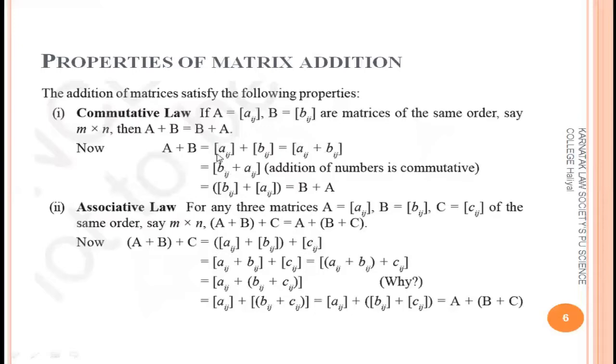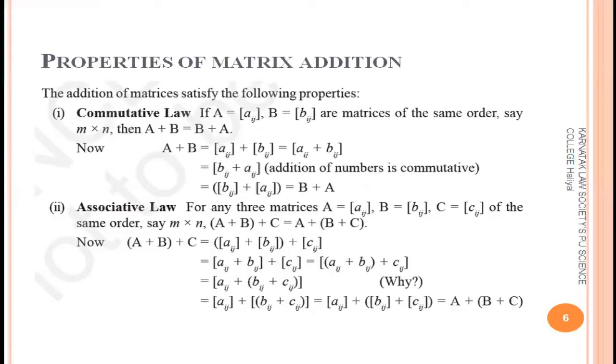And it has some properties. First one is the commutative law. For the addition of matrices, commutative law holds good. That is, if you add two matrices, A plus B is equal to B plus A. Both LHS and RHS are equal here. So it holds good for commutative law.